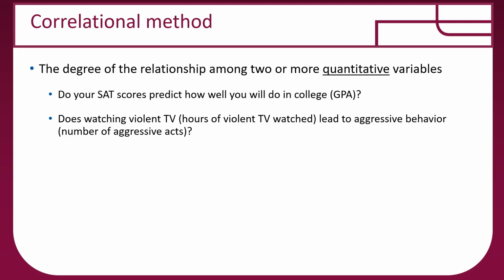The last type of descriptive technique would be a correlational method, and this is the degree to which you're looking at the relationship between two or more quantitative, which means number, variables. So do your SAT scores predict how well you would do in college? And so I would ask people, what's your SAT score and what's your college GPA? So those are two number variables, and I look to see if I can find a pattern.